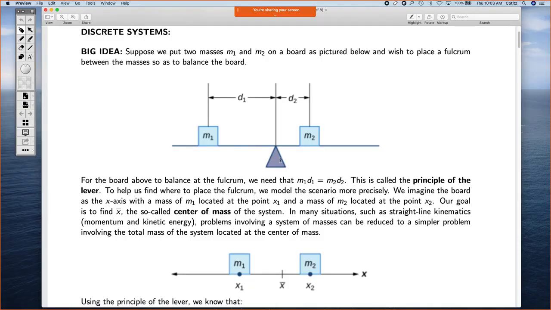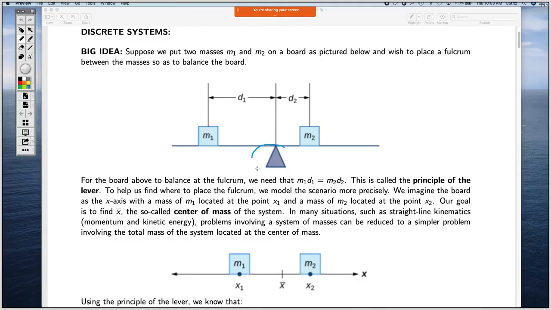Like, back when I was a kid, we had seesaws sitting on either side. And we put a fulcrum. So the fulcrum is this triangle thing. And the goal is we want to position the fulcrum so that things are completely balanced. All right. So putting the mass times distance is called a moment. Moment is mass times distance.